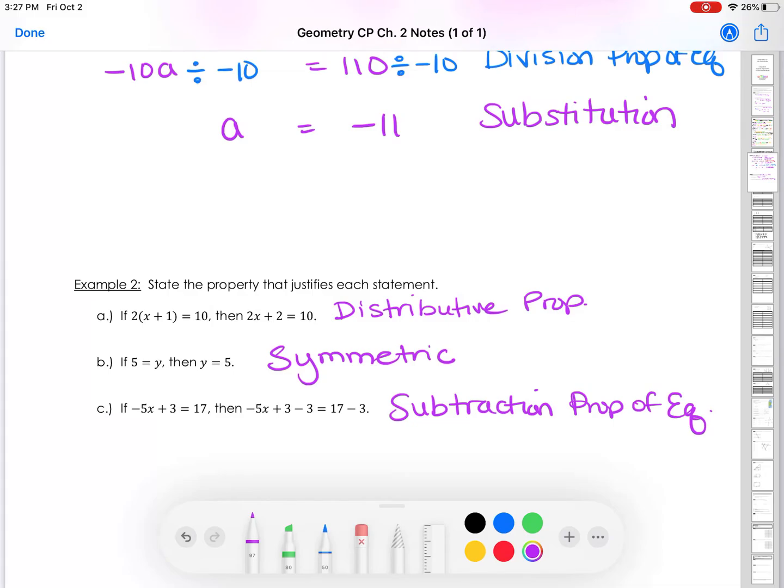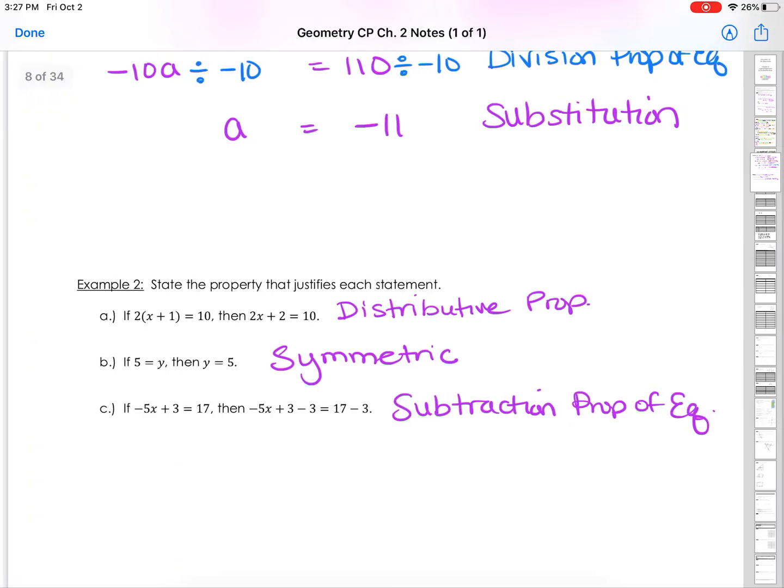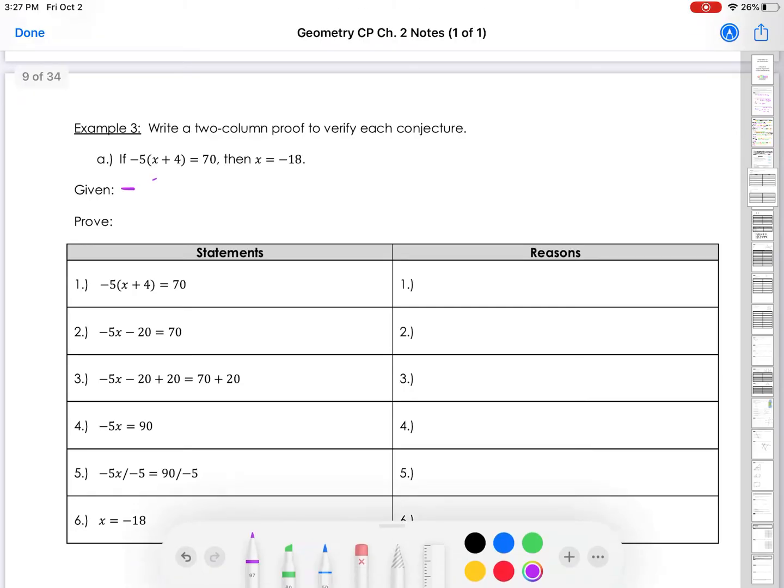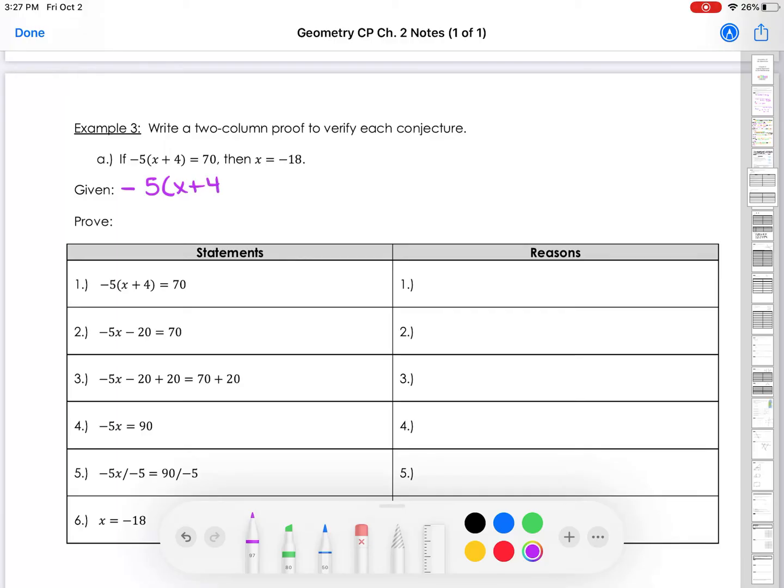All right, so let's take a look at a few more proofs, and we're going to kind of have our columns drawn out for us here. All right, so we have this statement. It says, if negative 5 times x plus 4 is equal to 70, then x is equal to negative 18. So what we are starting with, our hypothesis or a given, is that negative 5 times x plus 4 is equal to 70. We want to prove that then, if that's true, x equals negative 18. So we're proving x equals negative 18.